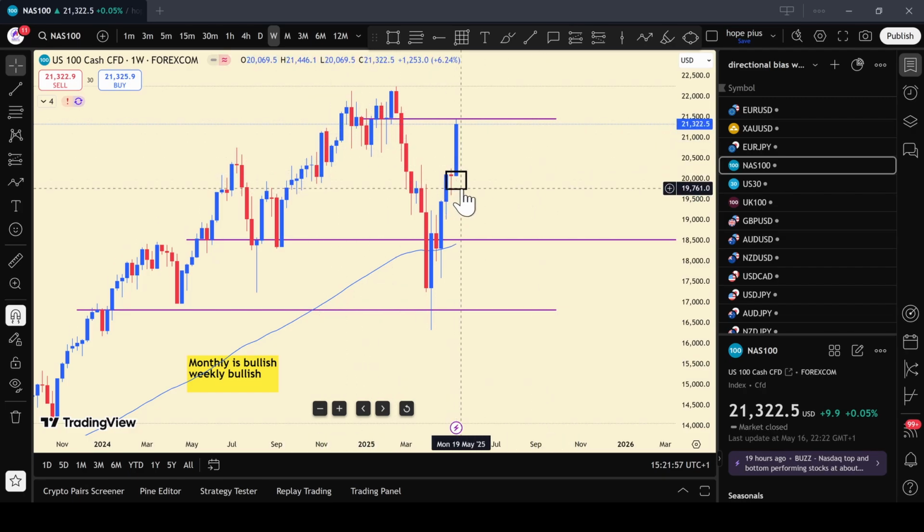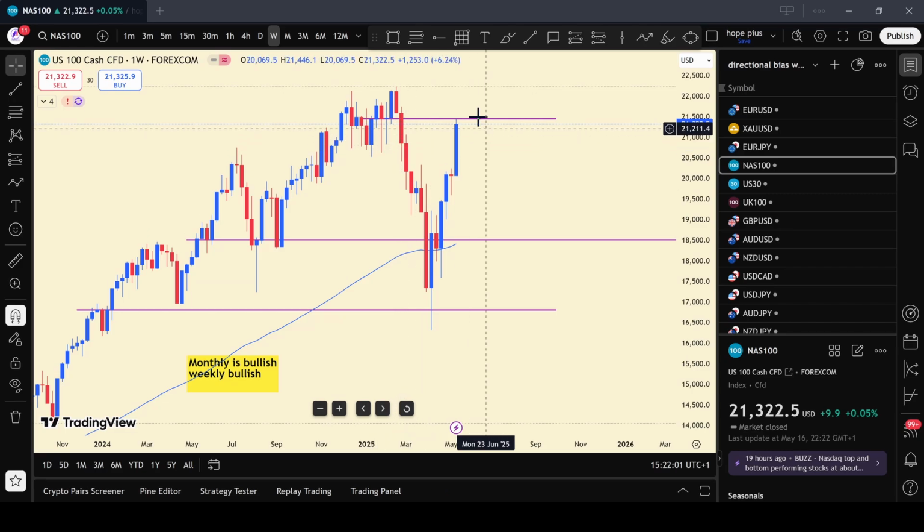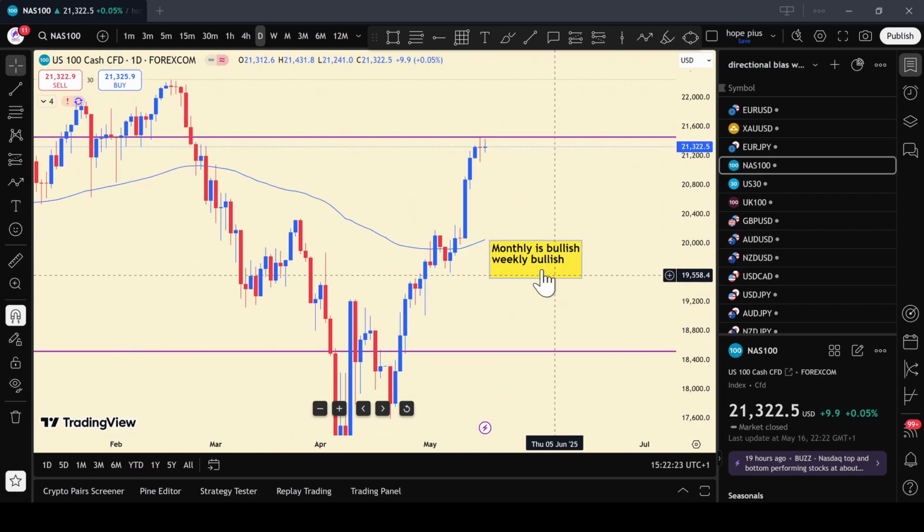All right, so we have some nice areas where if price comes back down, we can start looking at this opening price here, and then probably this opening price to continue, because we are bullish. Then on the daily time frame, we are bullish on the daily.